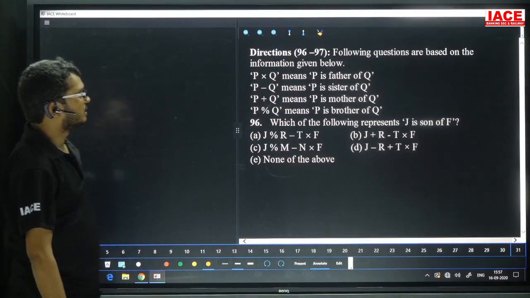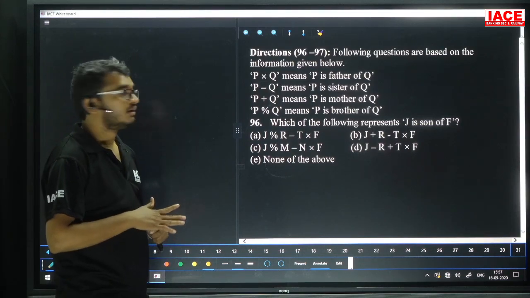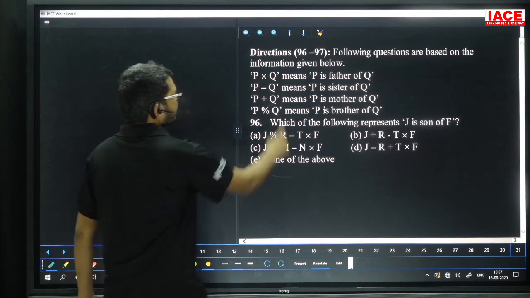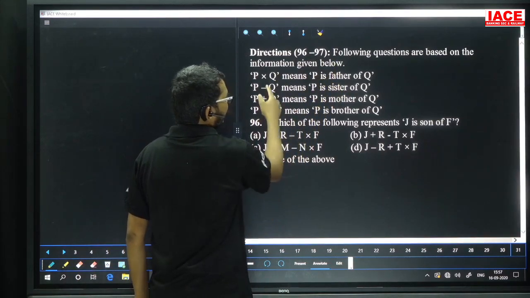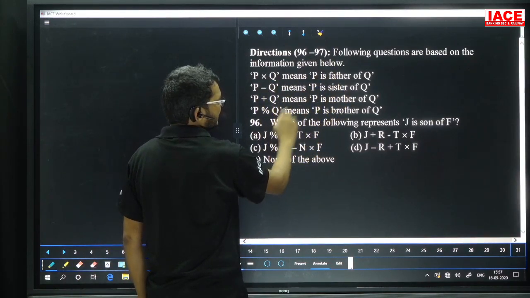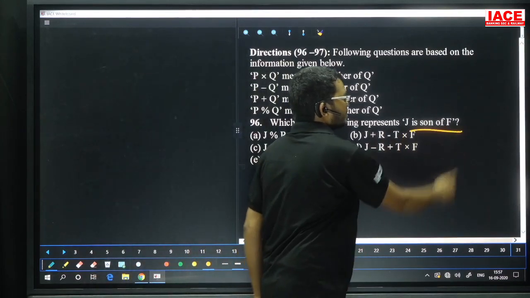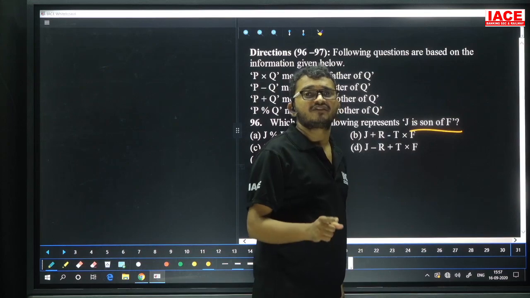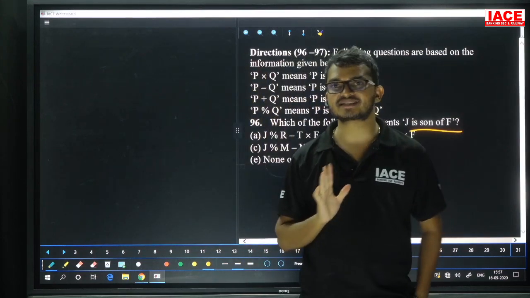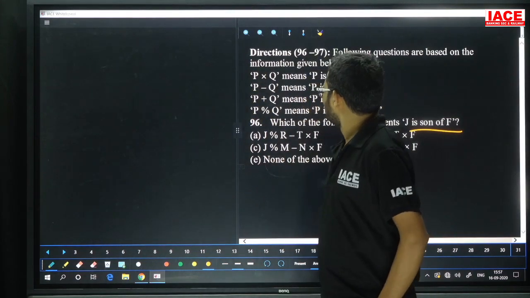Question number 96 to 97. Here again the question is from blood relations. Here into means father. Minus means sister. Plus means mother. Percentage means brother. Which of the following represents J is son of F? J is son of F means J is compulsorily male.